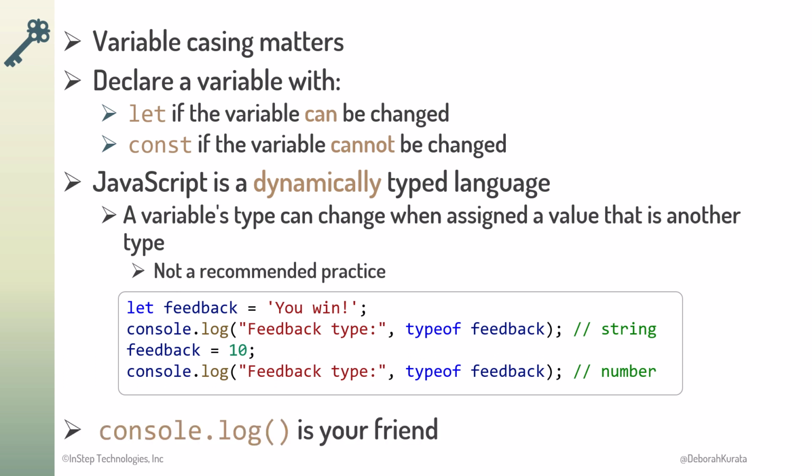And as we've seen so far in this course, console.log is your friend. Use it anytime you want to see the value of a variable. It's especially useful if something isn't working as expected. Next up, let's explore the JavaScript if statement.